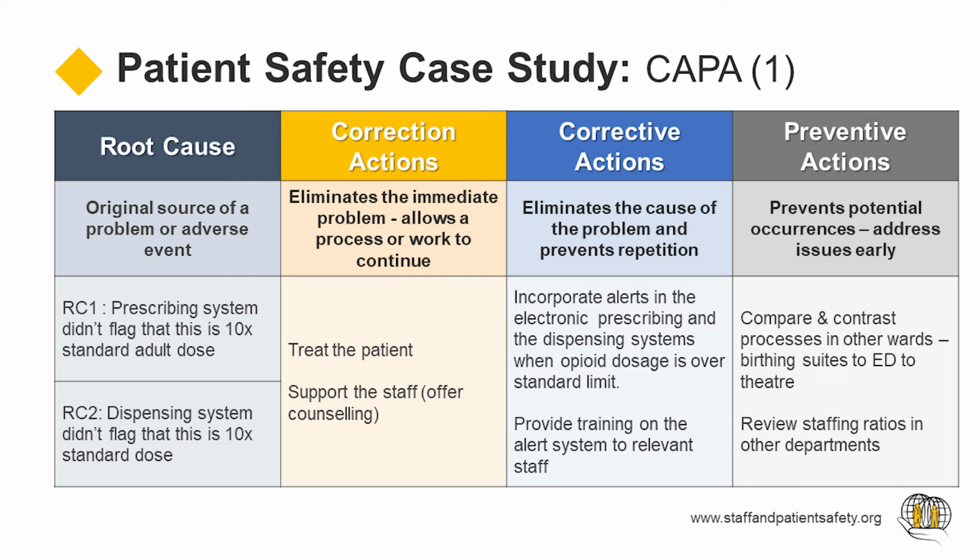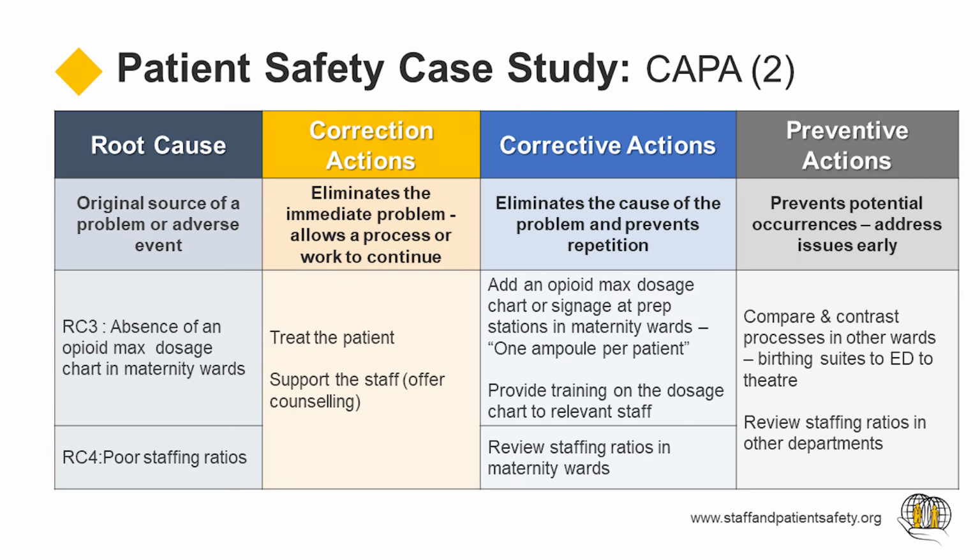There are also potential preventive actions that can be taken to prevent potential occurrences of similar incidents. For example, comparing and contrasting processes in other wards when it comes to safe opioid use or other similar drug categories. Compare birthing suites to ED to the theatre. For root causes 3 and 4, correction actions are the same as before.